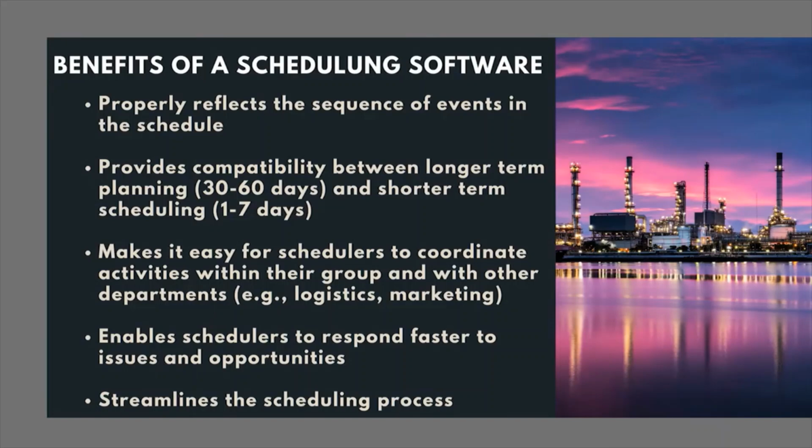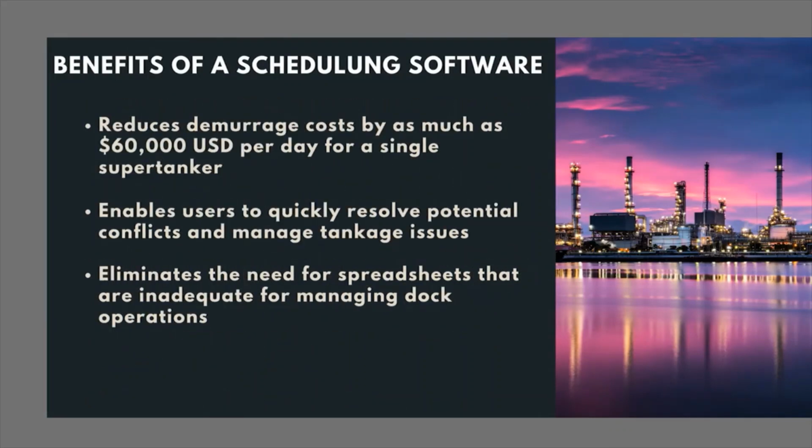As I said, companies like Aspen Tech, Honeywell, they have leading proprietary software to handle the scheduling activities. So the benefits of such software are they properly reflect the sequence of events in the schedule, provide compatibility between long-term planning, that is 30 to 60 days, and short-term scheduling, 1 to 7 days, make it easy for the schedulers to coordinate with other departments like logistics and marketing departments, streamline the scheduling process, reduce demurrage cost by as much as $60,000 per day for a single super tanker, enables user to quickly resolve potential conflicts and manage tankage issues.